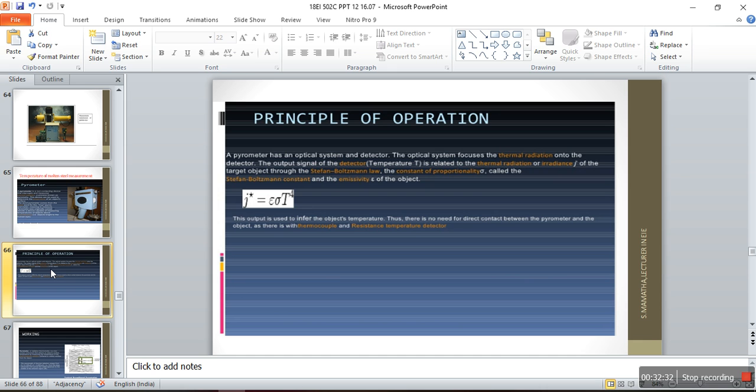Principle of operation of pyrometers. It will depend on the Stefan-Boltzmann constant and the emissivity of the body. It will depend on epsilon sigma T to the power 4.